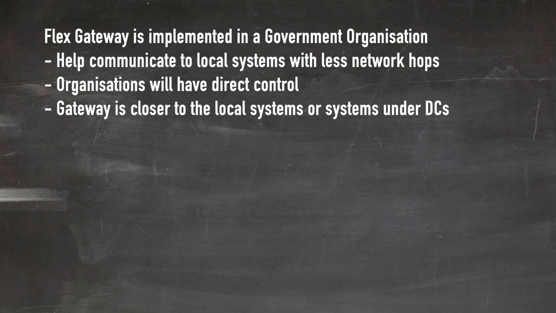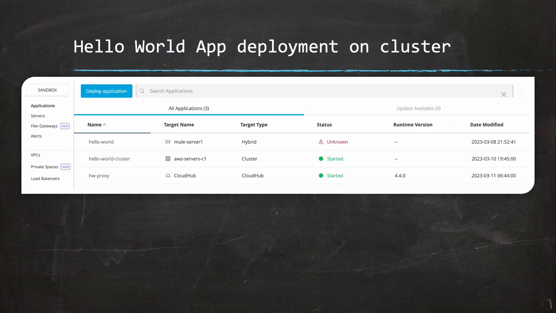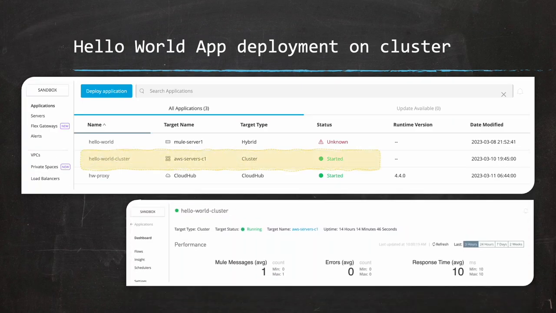This gives the best possible options to communicate to the local systems which are closer to the premises, or closer to the on-premises systems within the data center. Now that we have a Hello World app created earlier, we shall see how it is deployed over the Flex Gateway.